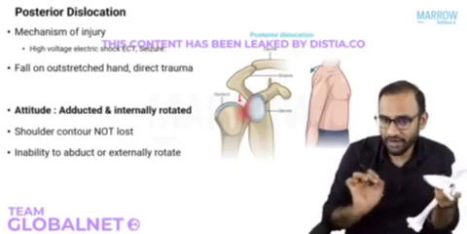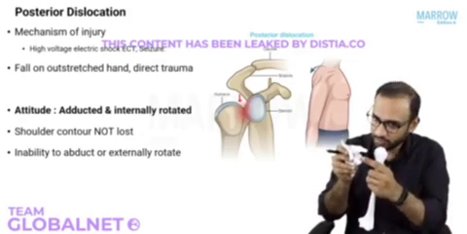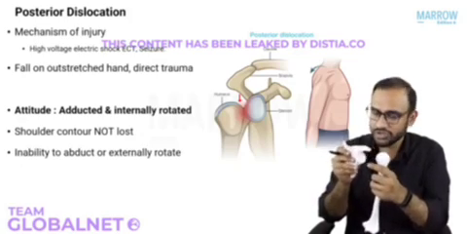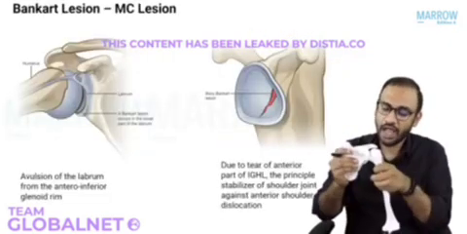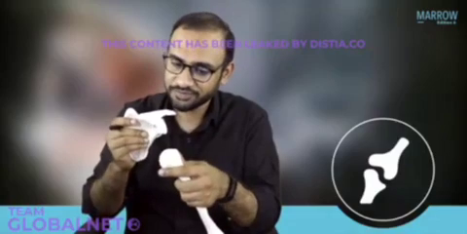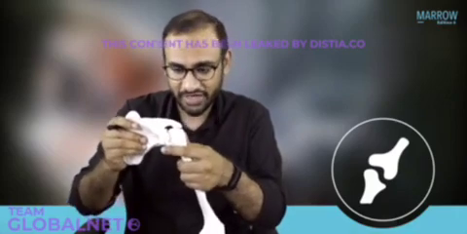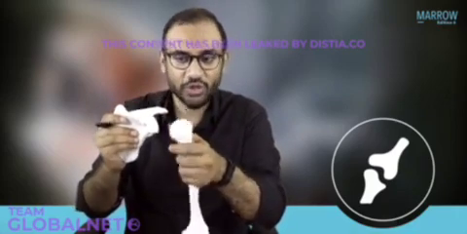Can you tell me what is reverse Bankart lesion? Reverse Bankart lesion is the glenoid labrum avulsion from the posterior inferior margin. Whereas the normal Bankart is anterior inferior margin in anterior dislocation, and normal Hill-Sachs is on the posterolateral part. So when the head dislocates anteriorly, comes back and hits like this. Which part? Posterolateral part.